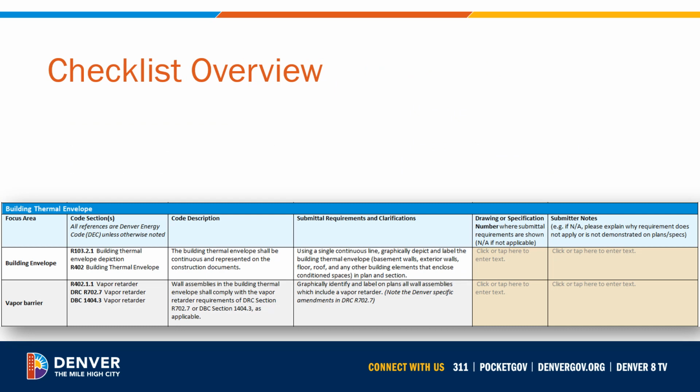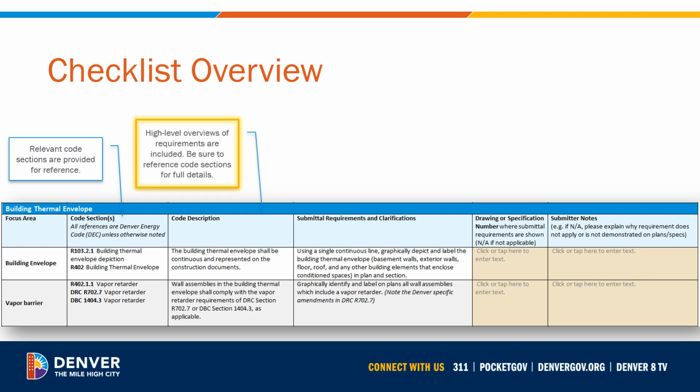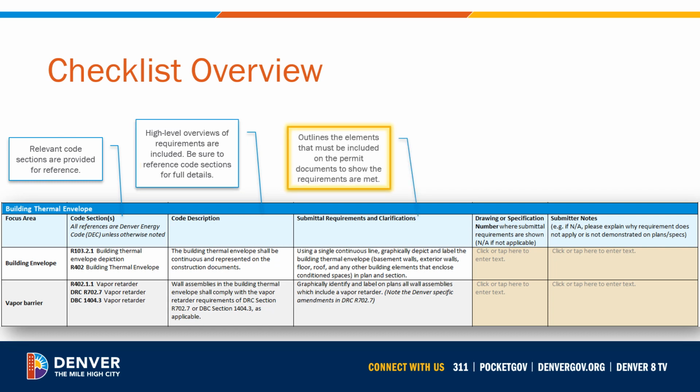Let's walk through the main elements of the checklist. For each focus area, the second column indicates the applicable code sections, while the next column provides a summary of the relevant requirements in each section. While the code descriptions are meant to be a helpful reminder of what is required, it is important for users to reference the code to understand all associated requirements and what exceptions may apply to your project. Next is the submittal requirements and clarifications column that calls out exactly what Denver plan reviewers will look for to confirm each requirement has been met.